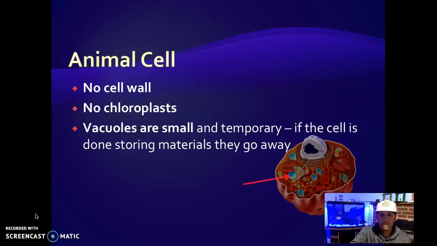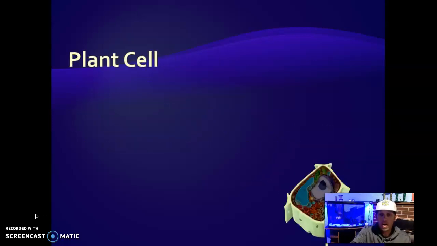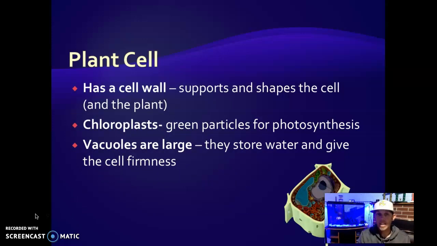There's one right there. The eukaryotic plant cell, which looks like that in the corner, has a cell wall, it has chloroplasts, and it has a very large vacuole called the central vacuole. We'll go into the definitions of all these, cell wall, chloroplast, vacuoles, in the upcoming slides.